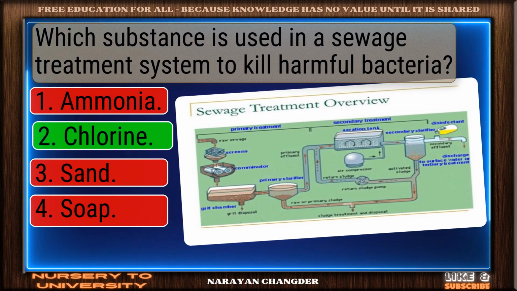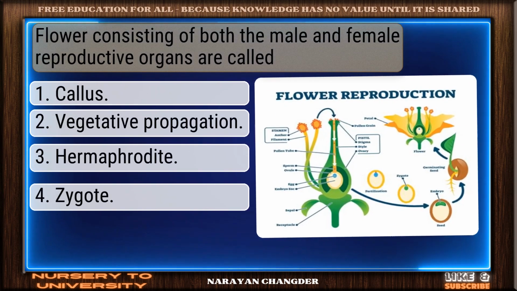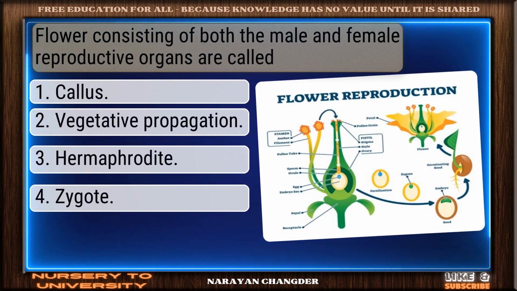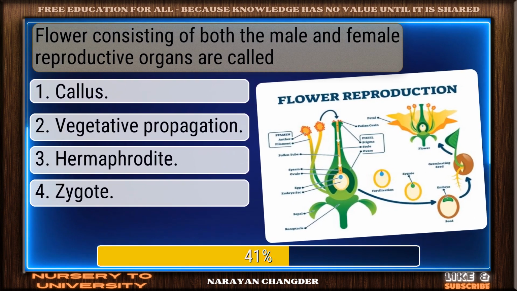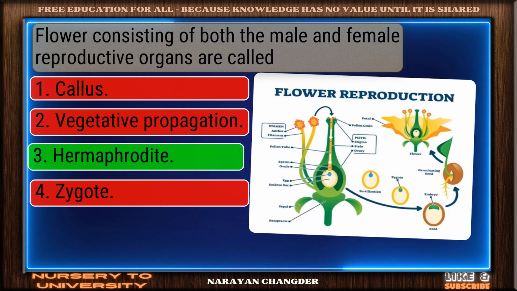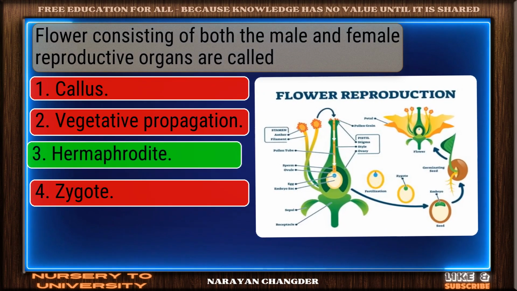You got it. Your choice, chlorine, is right. Question number 33. Flower consisting of both the male and female reproductive organs are called. Clear logic. Your choice, hermaphrodite, is sound and 100% true.